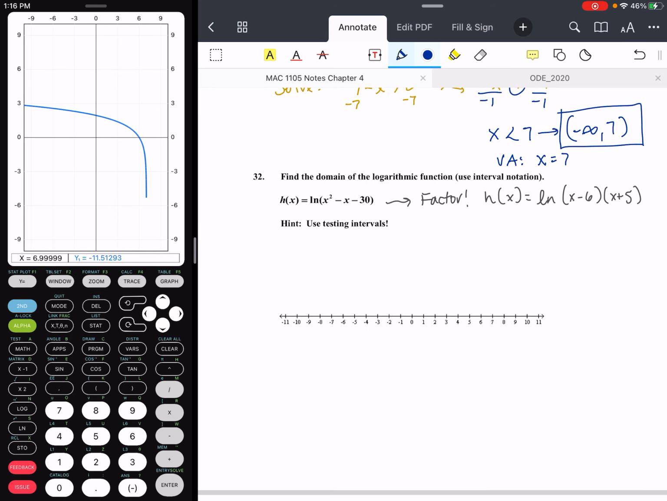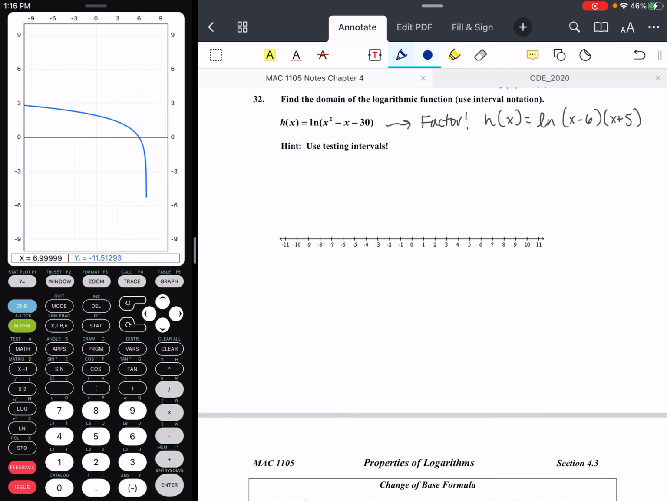All right, now that brings us down to number 32, which is a little bit of a doozy. Number 32 says find the domain of the logarithmic function, and we're given h of x equals natural log of x squared minus x minus 30. So we need to take this argument, x squared minus x minus 30, and set it greater than 0 and solve that inequality.